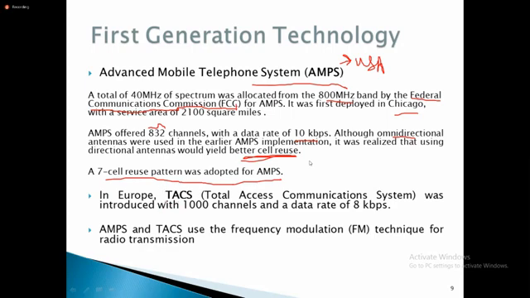In Europe, now Europe did not use AMPS. They used a technology called TACS, Total Access Communication System. TACS, okay? So in United States, they use AMPS. In Europe, they use TACS, okay? TACS. Now AMPS and TACS are the two technologies that are associated with first generation mobile.